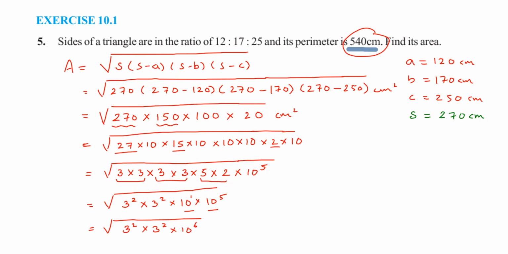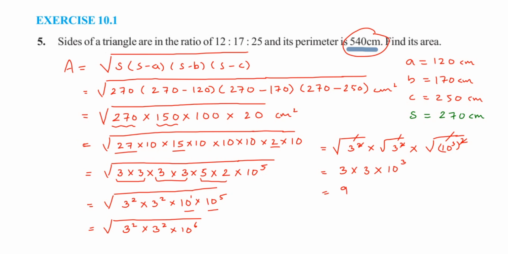Now let's rewrite this as 3 squared times 3 squared. I'm splitting this, and here we have 10 to the power 6, but I want to write this as a power of 2. I want a square because square and square root cancel out. So 10 to the power 6 I can write as 10 cubed squared. So I'm using the power of a power this way. So here the square and square root will get cancelled. I'm left with 3 times 3 times 10 cubed. Now solve this.